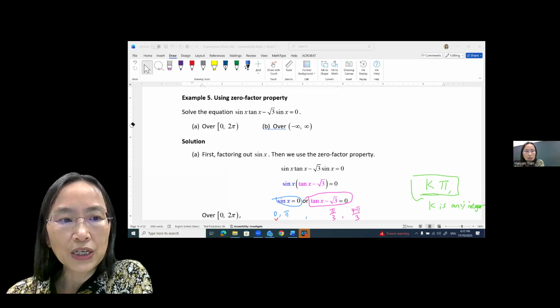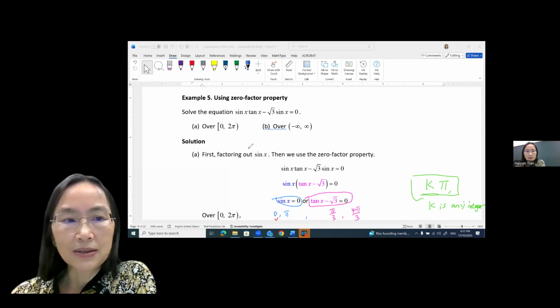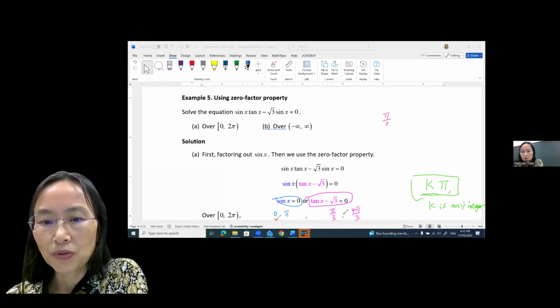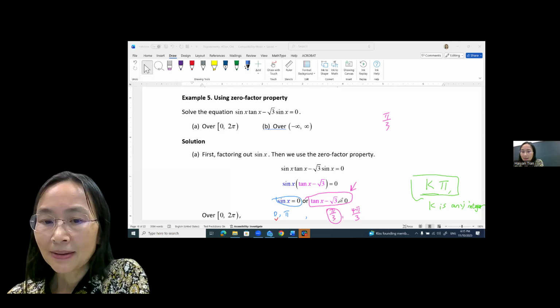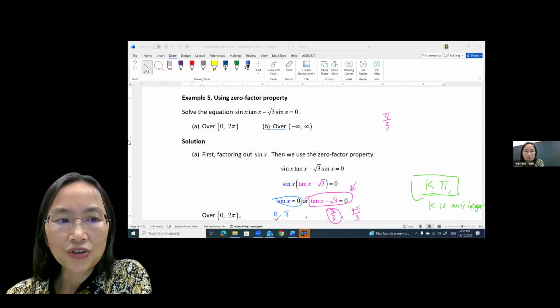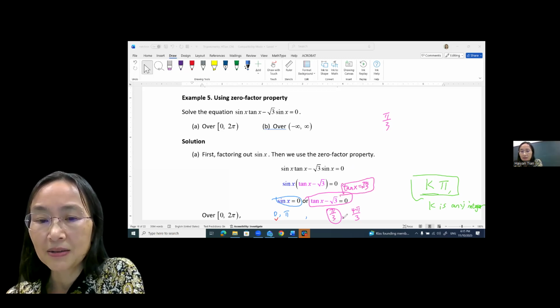Then we continue to move on to those values, pi over 3. If pi over 3 is a solution for the second equation, the tangent x, remember this second equation is the same as, if you write it this way, tangent x is square root of 3, right? That's the equation we're solving. So for this equation, you can find x is pi over 3.